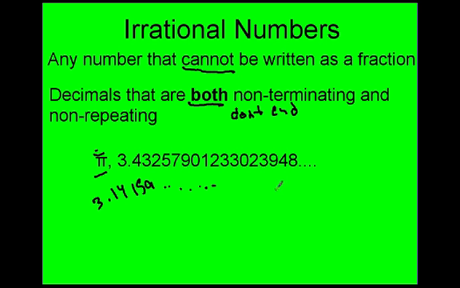All right? You will find when we get into square roots in our next unit that most square roots are irrational numbers. For example, the square root of 2 is an irrational number. The square root of 3 is an irrational number. All right? These are numbers that both don't end and don't repeat. They have to have both to be part of this.